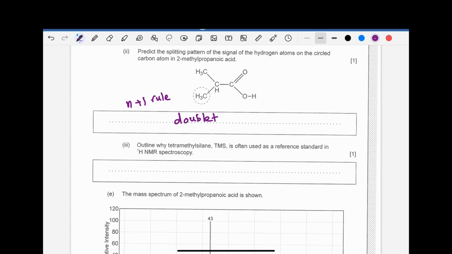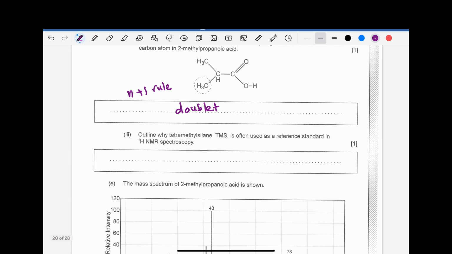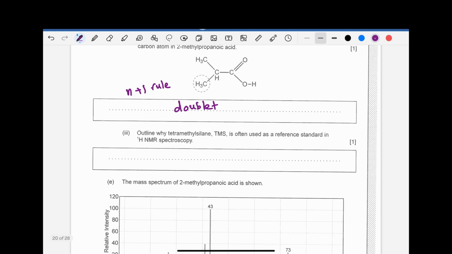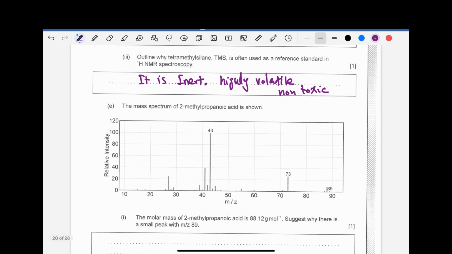So the peak will split into 2. So we expect a doublet. Right, next part of the question, outline why tetramethylsilane, TMS, is often used as a reference standard in proton NMR spectroscopy. So 3-4 reasons, any one you can write and get 1 mark. So one is it is inert, highly volatile, non-toxic. So any one of them will give us 1 mark.